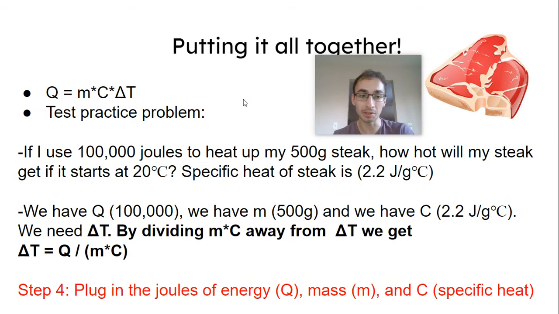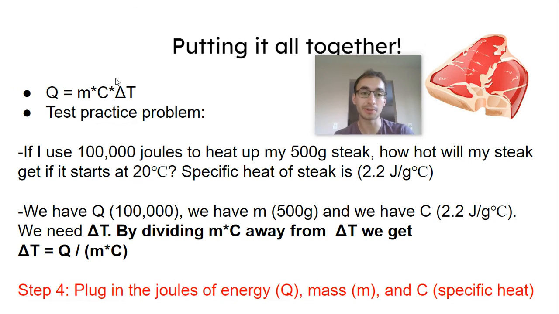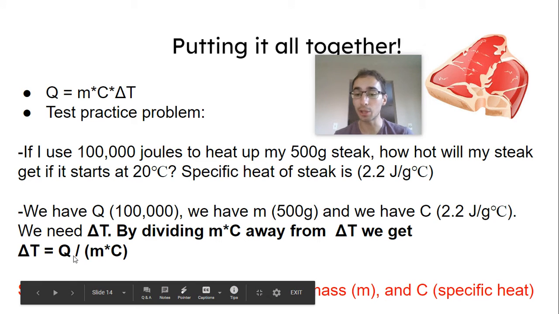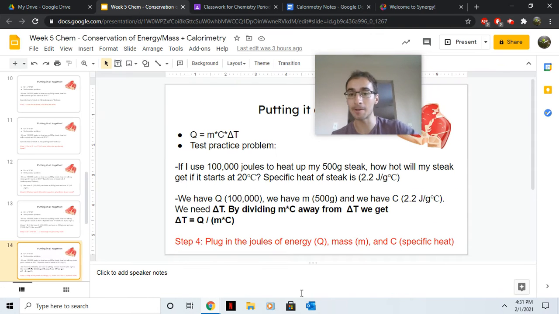So the final formula should look like this. By dividing by M times C, you have to keep them together in parentheses. You should end up with delta T, the change in temp, is equal to the total energy divided by the mass times C. Okay. So that's the formula you should use. Since you're solving for delta T, it's alone. Now all you have to do is plug in the numbers that you already know. If you don't have a calculator handy, you can Google calculator.